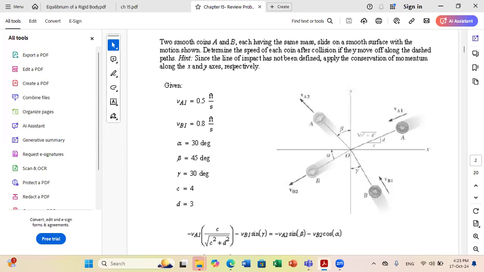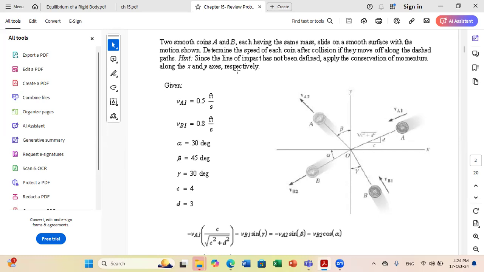They gave us a hint, but even if they don't give the hint, we should know what to do. If they don't give you the line of impact, you don't know the direction along which the impulsive force is acting. Therefore, you cannot say here that velocities in x will be the same or velocities in y will be the same, because x or y are not the line of impact. So this means that velocities along x will change, and also velocities along y will change.